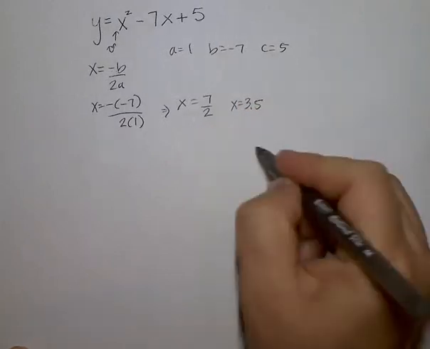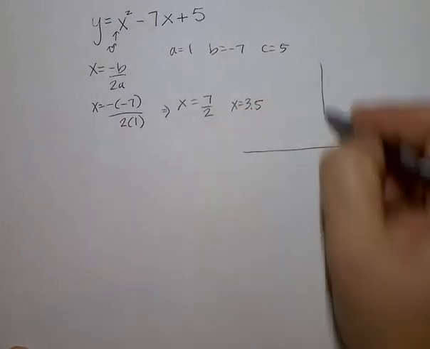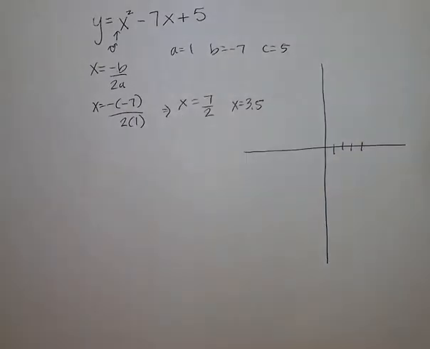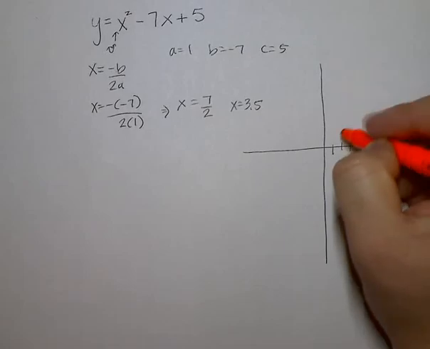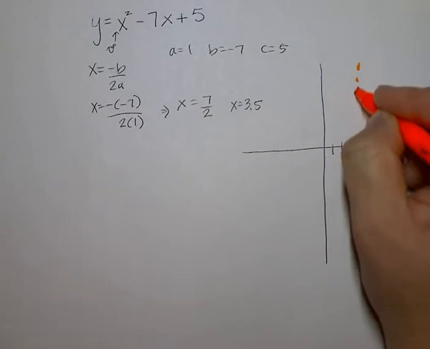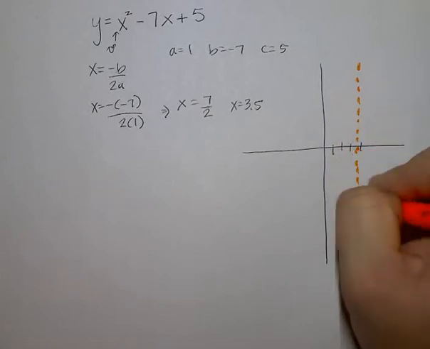Now you go to your graph and you identify where positive 3.5 is on the x-axis. Your axis of symmetry or line of symmetry, those are interchangeable terms, will always go through the x-axis with quadratic functions. 1, 2, 3, 3.5. I have completed steps 1 and 2.